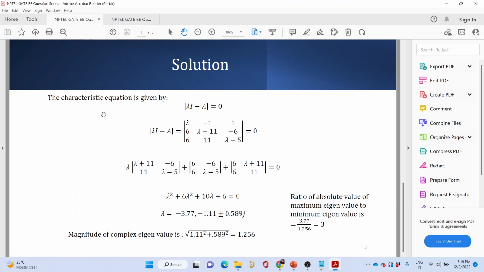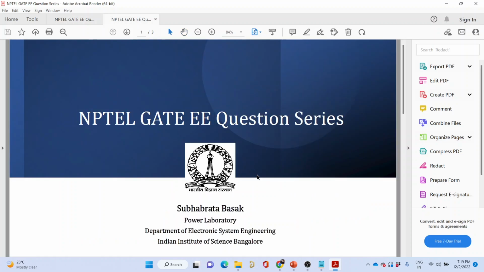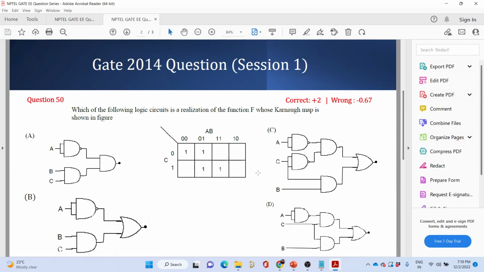Okay. So let us move to the next question then. It's also a very simple question. It will hardly take you 1 or 2 minutes to solve it. This is another 2014 GATE question. A Karnaugh map has been given to you, and you need to find which of these four circuits is going to give you the function which is defined by this Karnaugh map.